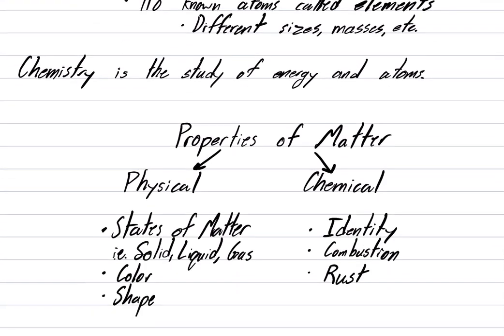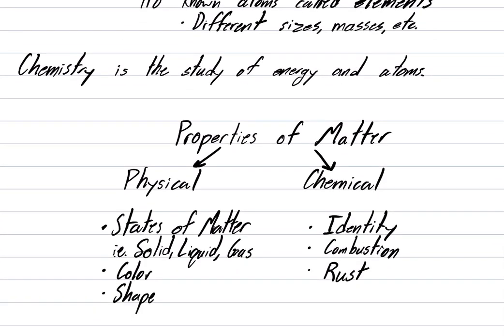Now, in any discussion of chemistry and matter, there are two fundamental terms to describe the different properties of our matter. These are physical and chemical. If we change a physical property, we call it a physical change. And if we change a chemical property, we call it a chemical change. So let's talk about these properties.